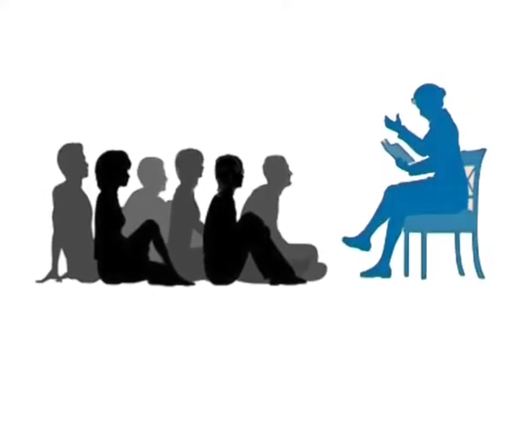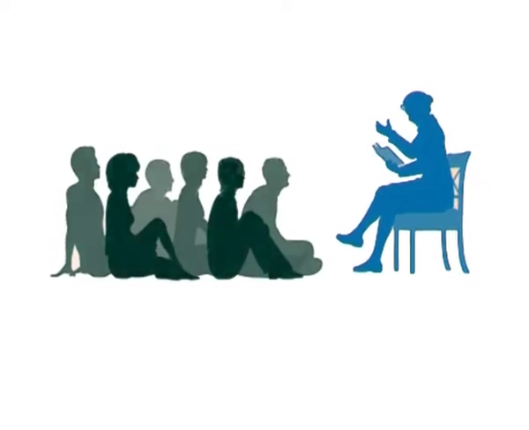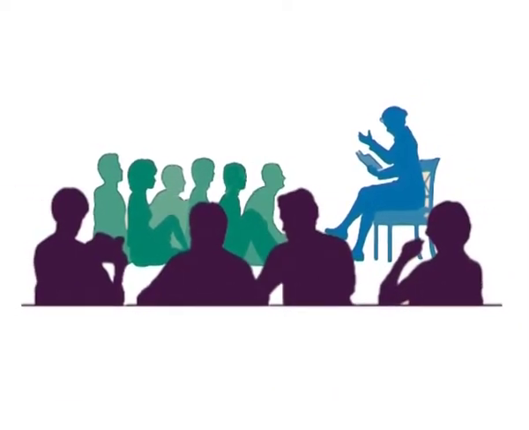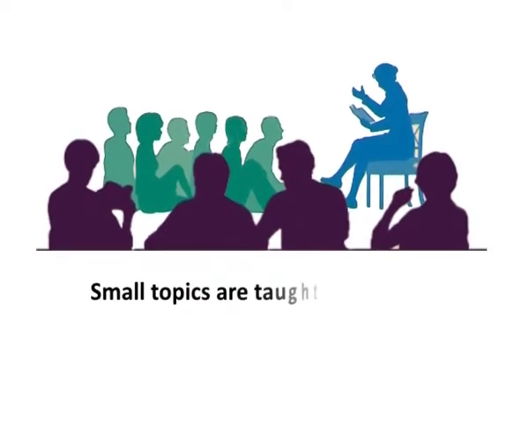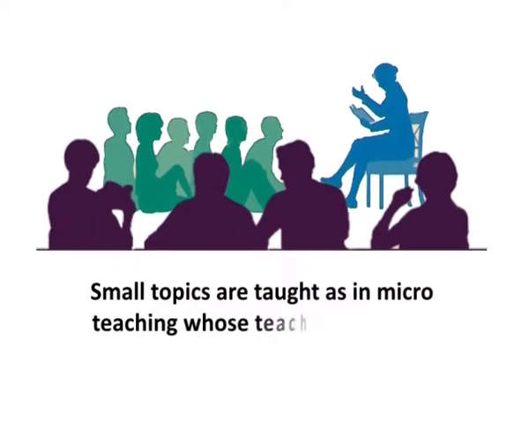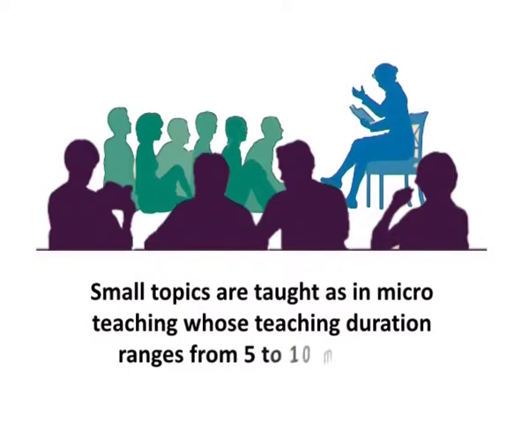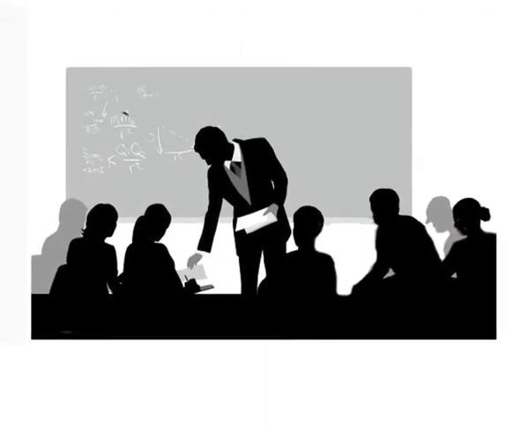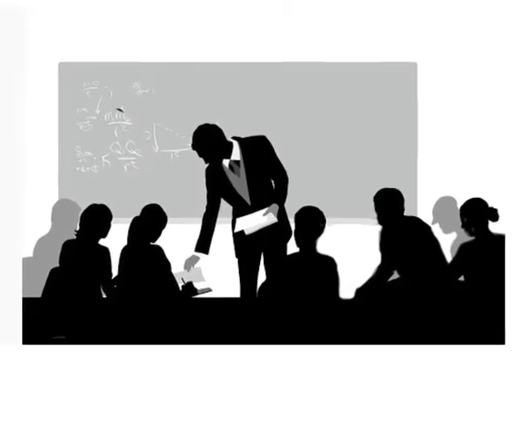One person acts as a teacher and the others act as students, and some as observers in the class. Small topics are taught as in micro-teaching, whose teaching duration ranges from 5 to 10 minutes. A discussion on the teaching method and teaching tactics takes place after the teaching span. After this discussion, another pupil comes to the blackboard for teaching and the cycle is repeated again.